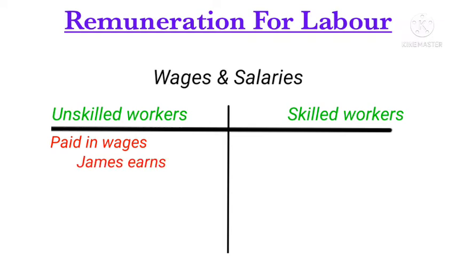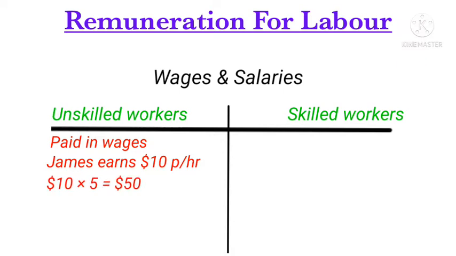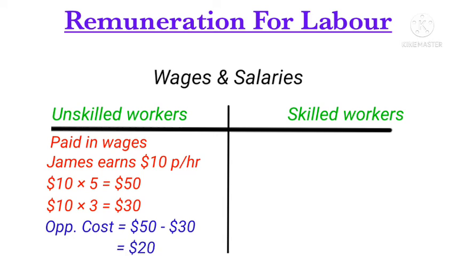For example, James works for 5 hours and he is paid $10 per hour. This will mean that every day James earns $50. If James one day works for 3 hours, for that day he will make only $30. His opportunity cost is $20. This is the money that he could have made if he worked 5 hours as usual.